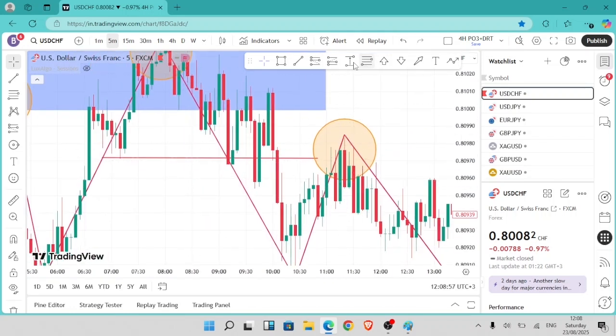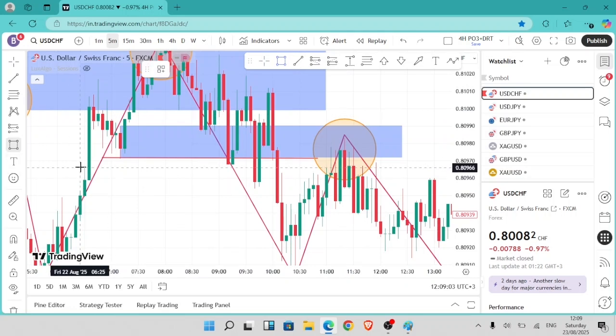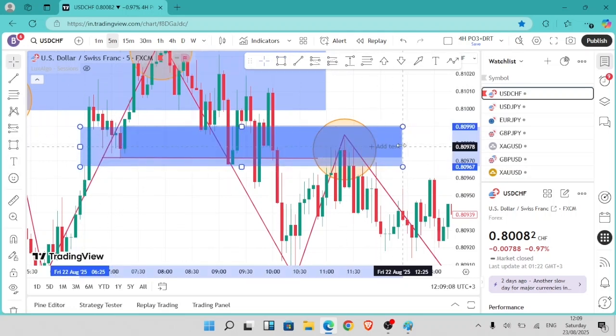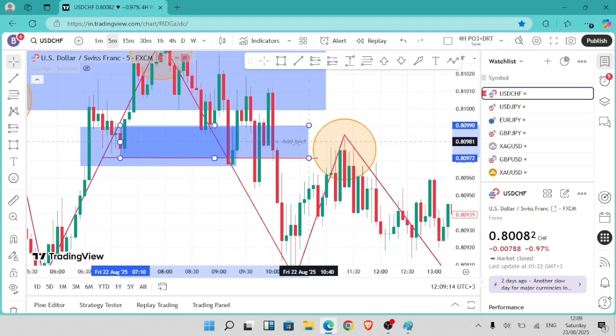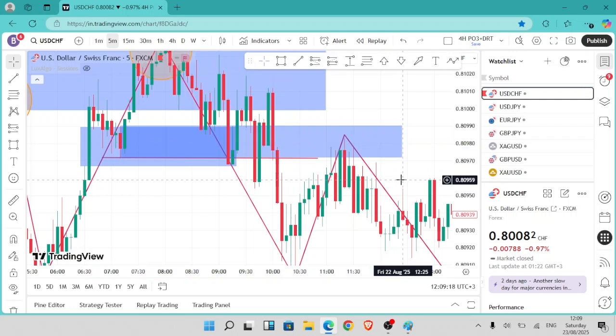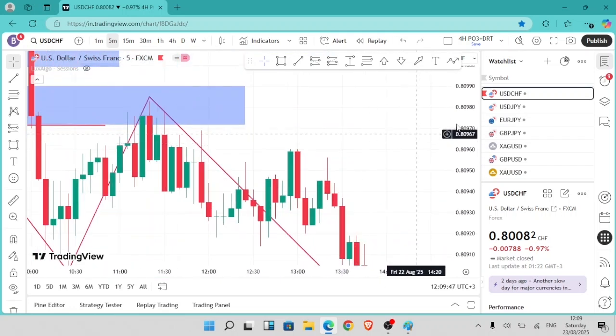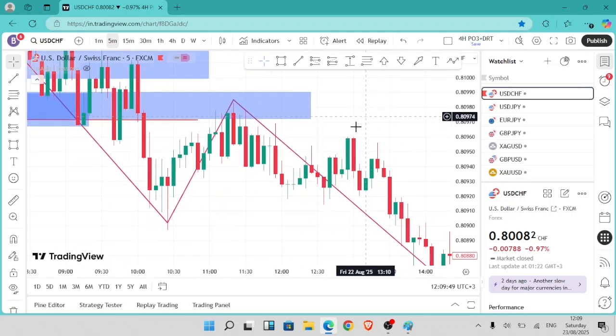Now as this is happening, we have this breaker block, right? And then you also have this inverted fair value gap. These two areas within the same zone give us a very strong reaction point, and after this reaction right here, you want to implement an entry model of your choice. At this point, you can take an entry based on your favorite entry model.